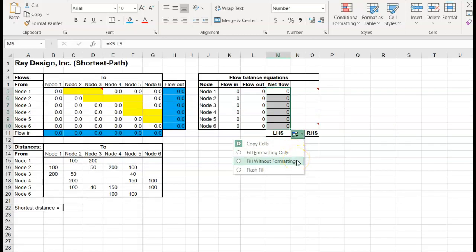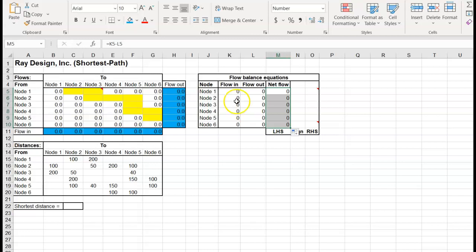The reason why I'm doing this really quickly is because we've done this multiple times, so I don't want to waste your time. And because all these cells have formulas in there, I'll highlight them in blue.